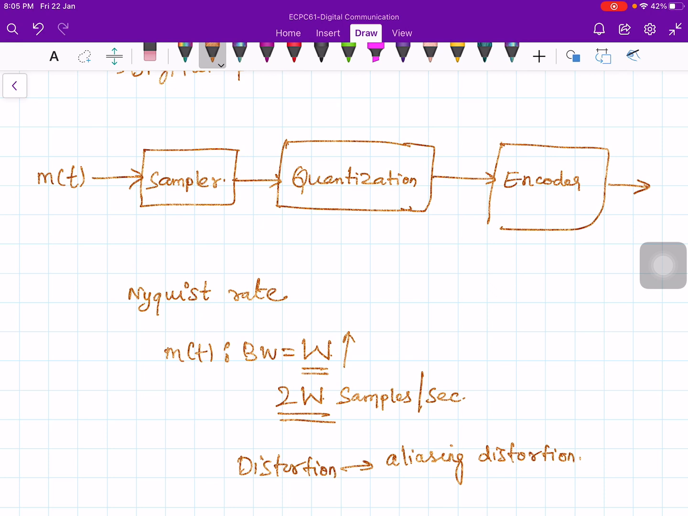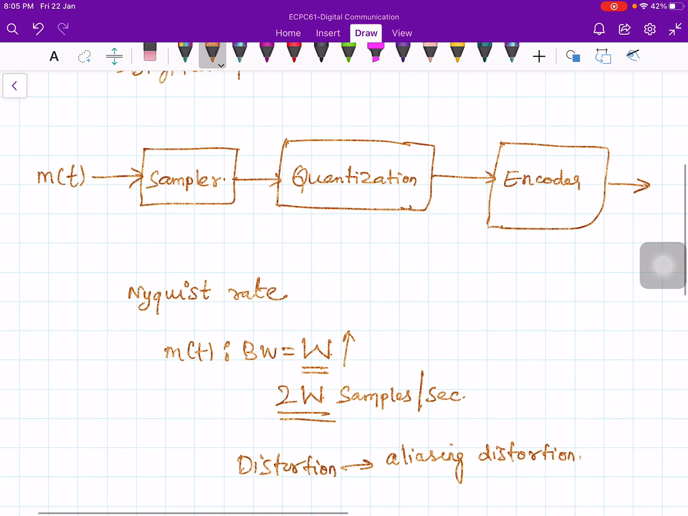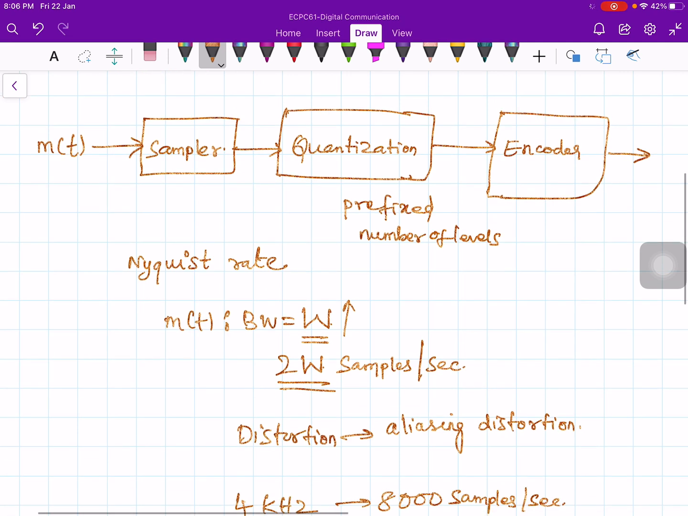The main function of the quantizer is to take each sample and represent it in one of a prefixed number of levels. I will show you in a diagram very soon. That is unlike the sample value, which can take any value over an infinite range. The quantizer transforms this continuous valued variable into a discrete valued variable.